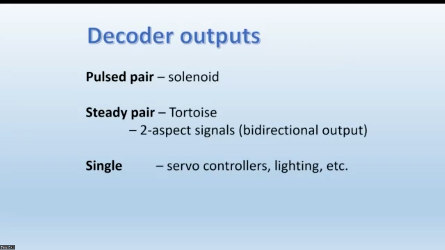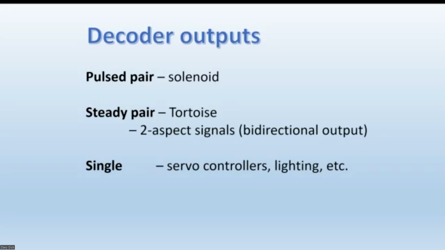They come in general formats of a pulsed pair. In other words, the decoder has got 2 output pins, and then they go to a common via the coils. So you pulse one pin to move the point one way, pulse the other pin to move the other direction. So they are pulsed type outputs.